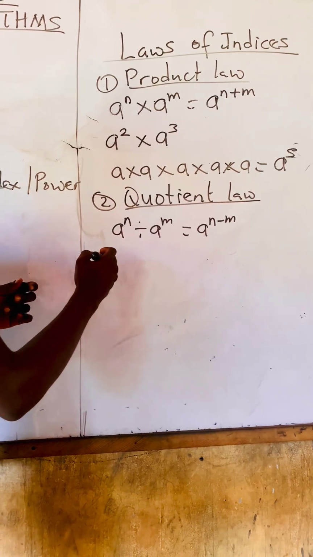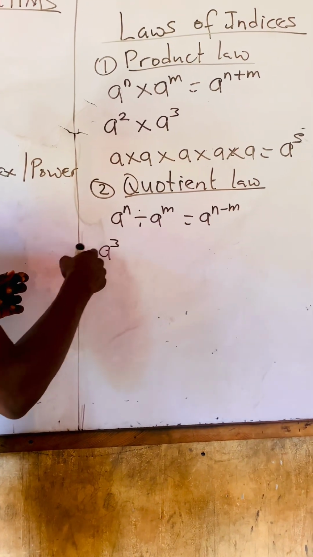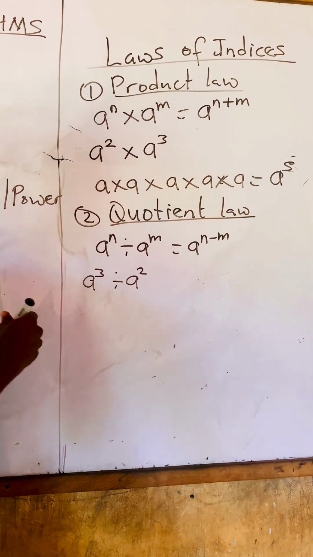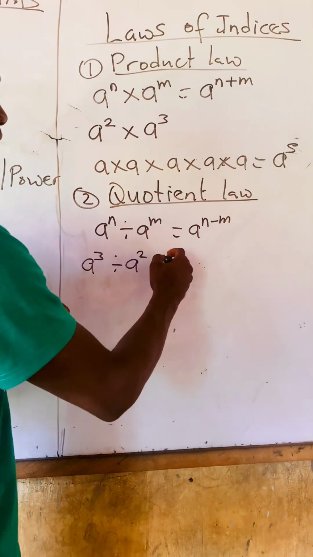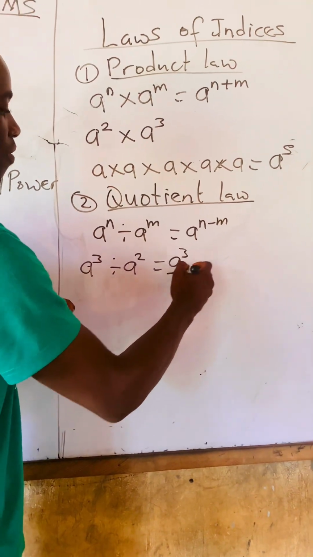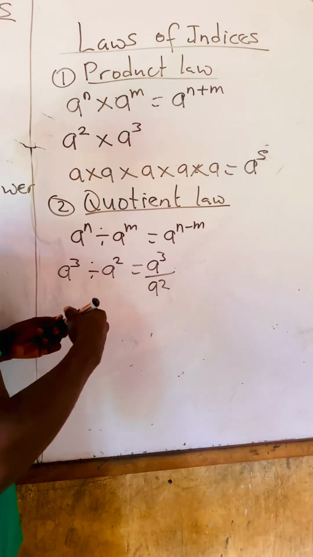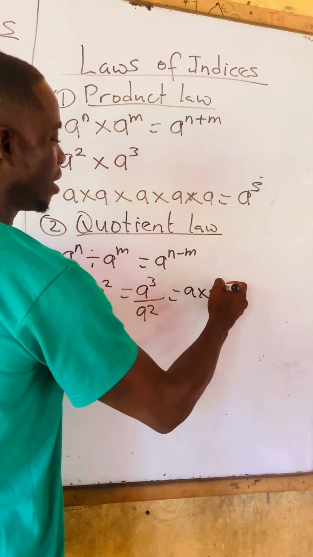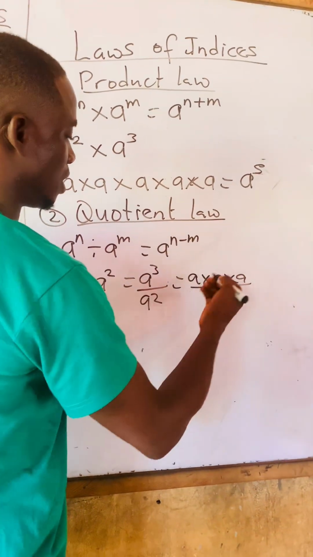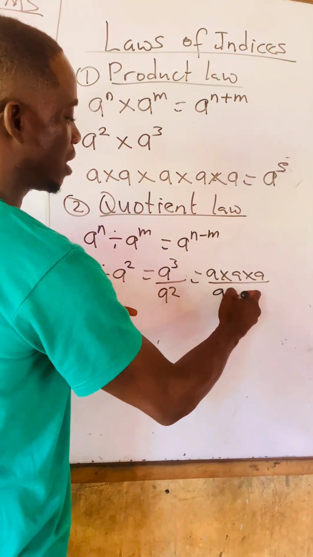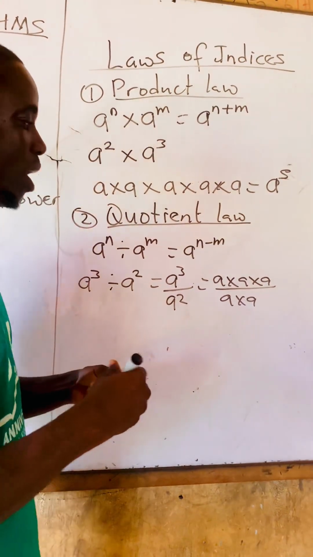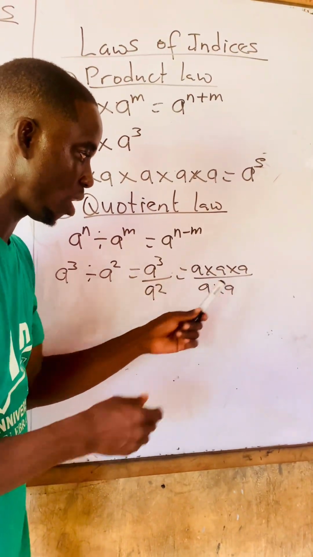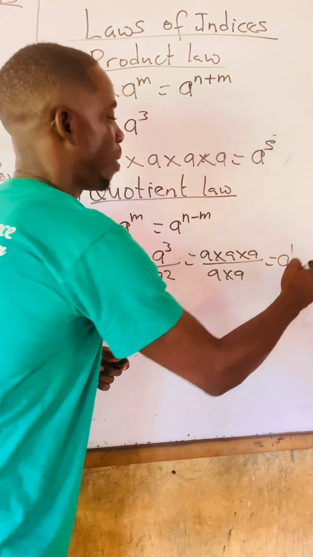Now let's look at the example. If we are given a raised to the power 3 divided by a raised to the power 2, this can be written as a raised to the power 3 over a raised to the power 2. Now when we expand it, we are going to get a times a times a over a times a. So now let's do the calculation and see. An a will cancel an a, and another a will cancel another a. So it will be left with a raised to the power what?